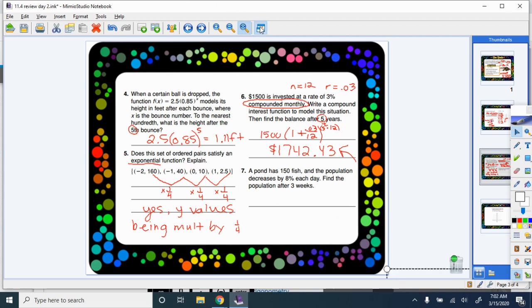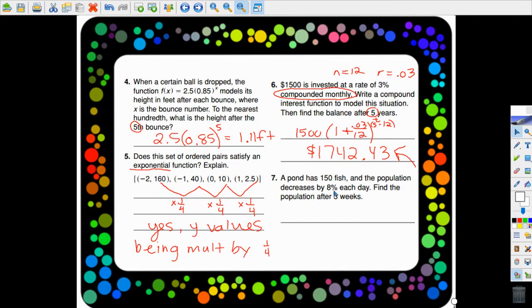A pond of fish has 150 fish. The population decreases, so I right away know I'm using my exponential decay formula. Use your context clues. My rate would be 0.08, not 8. So let's type this in here. We've got 150 times 1 minus 0.08. They're trying to trick you here.